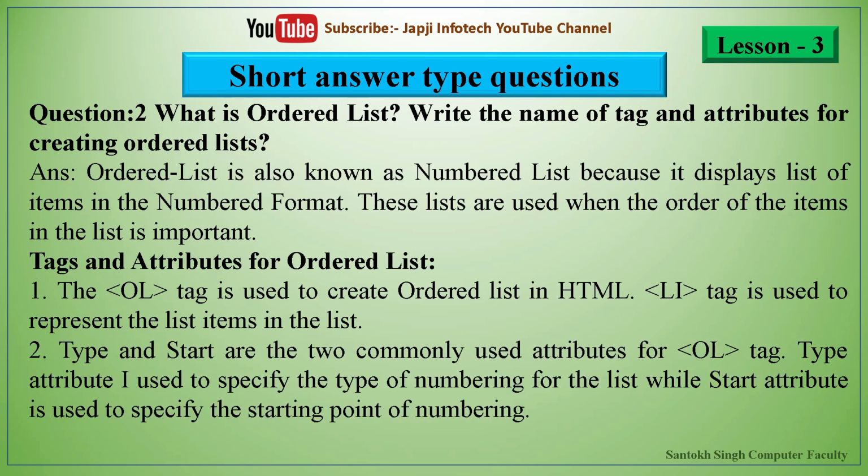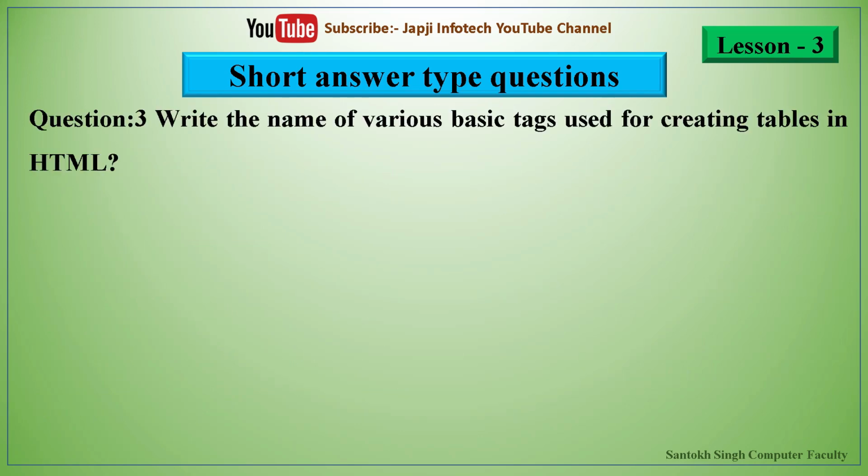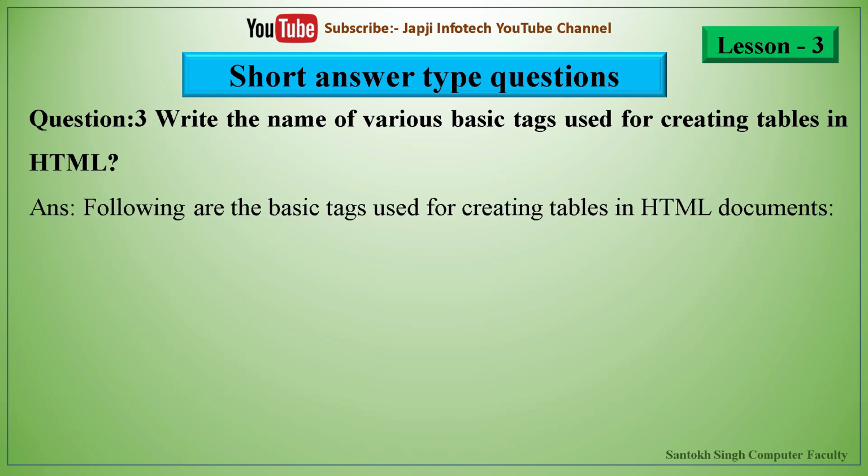And the second point is, type and start are the two commonly used attributes for the OL tag. Type attribute is used to specify the type of numbering for the list, while start attribute is used to specify the starting point of numbering. And the third question is, write the names of various basic tags used for creating tables in HTML. Following are the basic tags used for creating a table in an HTML document. The first one is table, second one is tr tag, third one is th tag, fourth one is td tag.